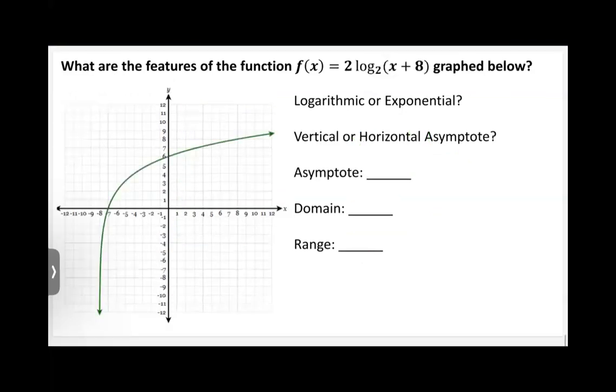And then this one is logarithmic. Of course, you can tell, it says logarithmic or exponential, so that right there would give away that it's logarithmic. And it has a vertical asymptote. If it's vertical, the asymptote is going to be x equals. So here, x equals -8. The domain has got to be x is greater than -8. And then the range is all real numbers.